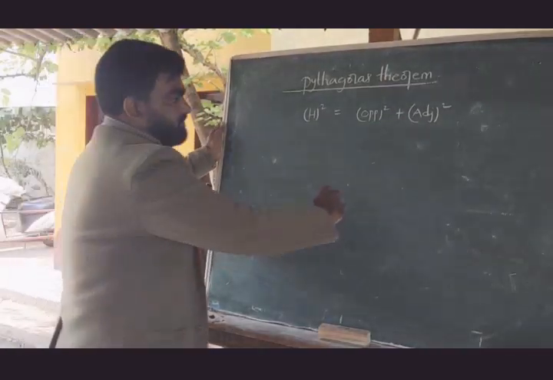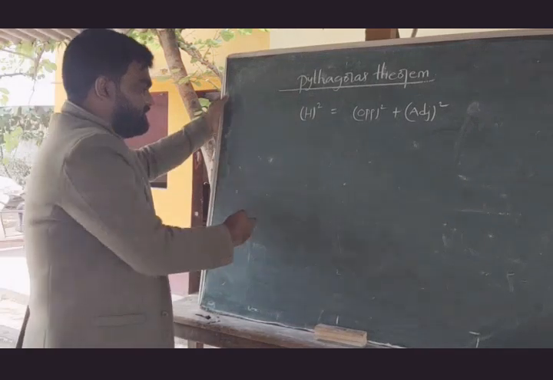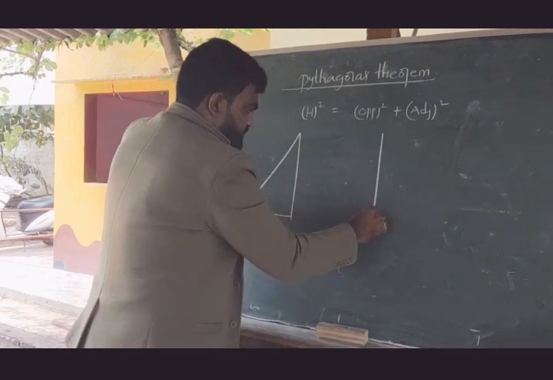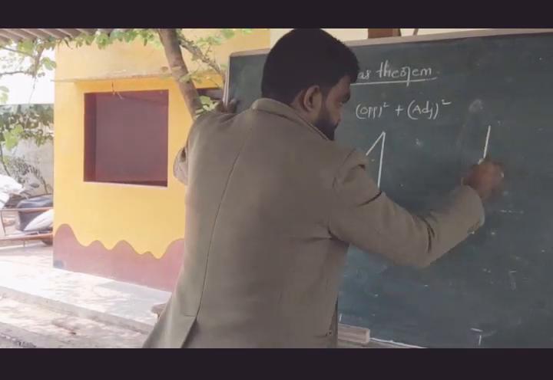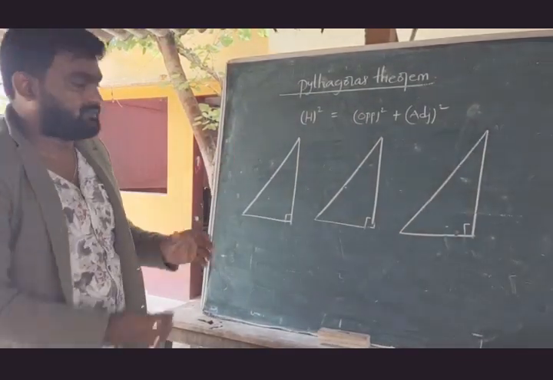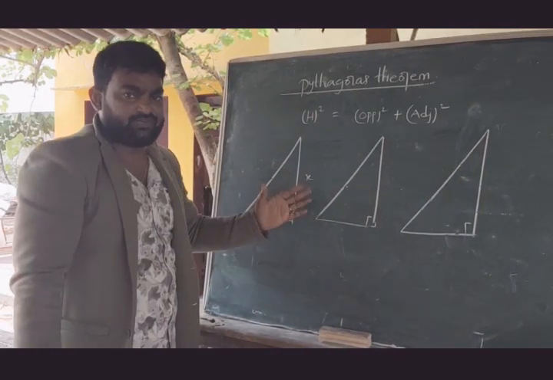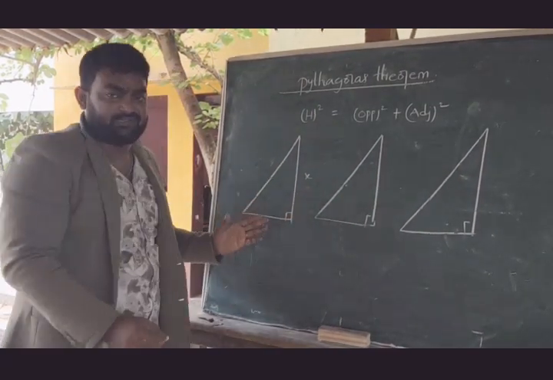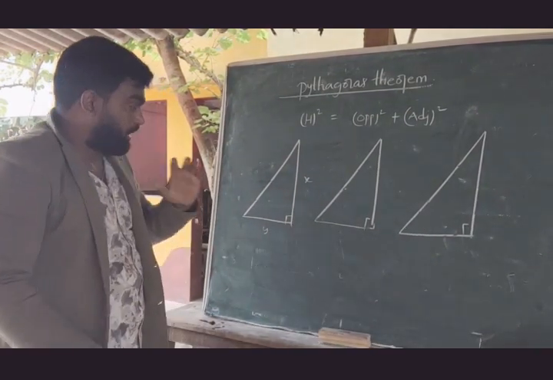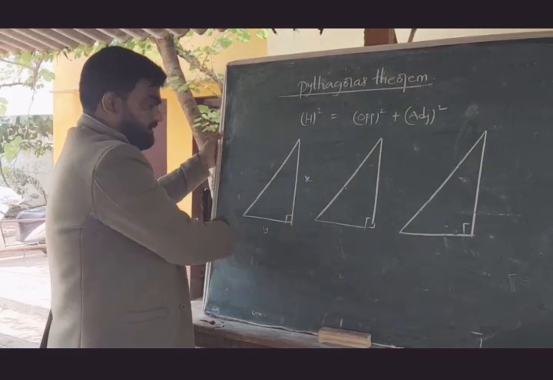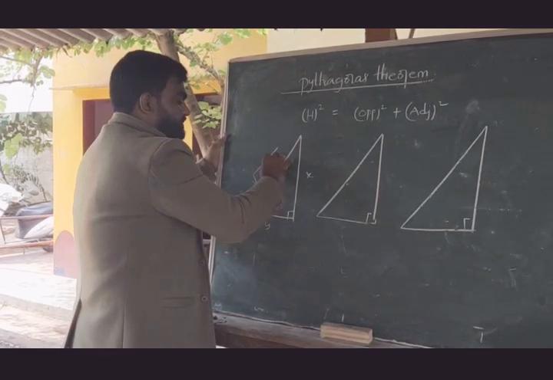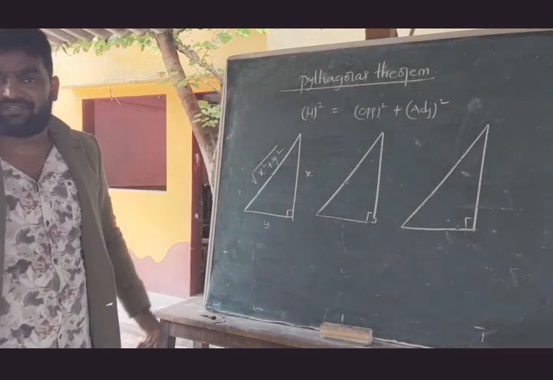Okay? So here, basing on this, take three triangles. Case 1. For example, opposite side is x units, adjacent side is y units. If opposite and adjacent are given, how to find the hypotenuse? Then hypotenuse becomes root over x square plus y square by using Pythagoras theorem.